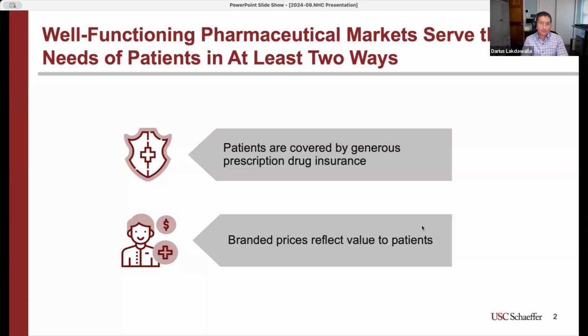The other side of this, which maybe is a little bit less obvious, and I'll talk about that a bit more, is that branded drug prices should reflect value to patients, meaning that drugs that are more valuable to patients ought to be sold at higher prices, and drugs that are less valuable to patients ought to be sold at lower prices. So I'm going to talk about why that is and why that ultimately benefits patients.